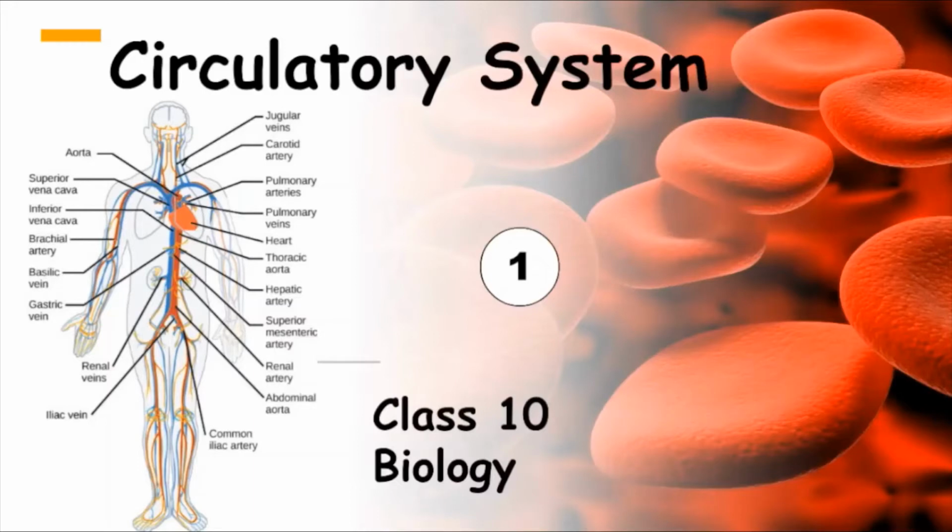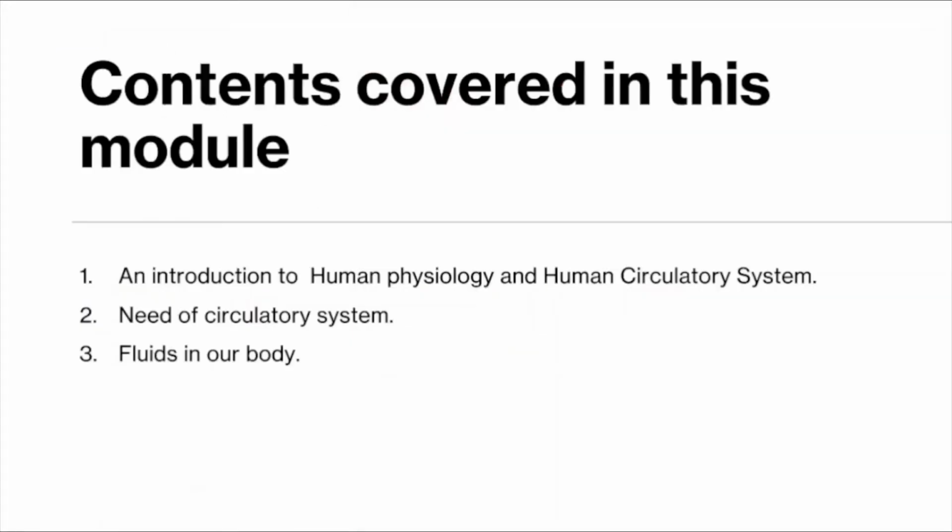Students, today we are about to start a very important chapter of class 10 biology, that is the circulatory system. Before diving into the details, children, let me show you the contents that we are going to cover today. First of all, we'll focus on an introduction to human physiology and the circulatory system. Here we are going to learn what human physiology is and what the human circulatory system is. Next, children, we will focus on the need of the circulatory system, and finally we'll see an overview of the various types of fluids. That is the most important part of the circulatory system.